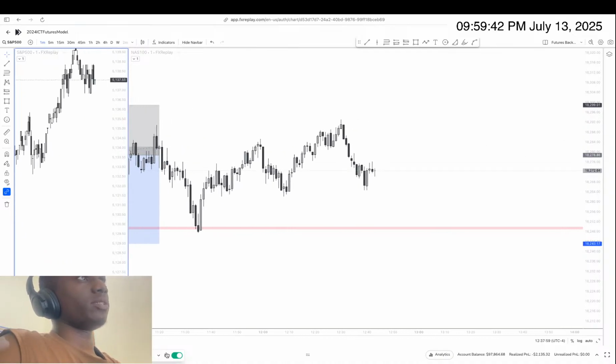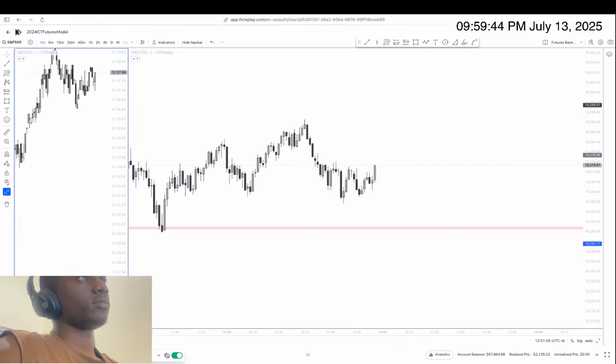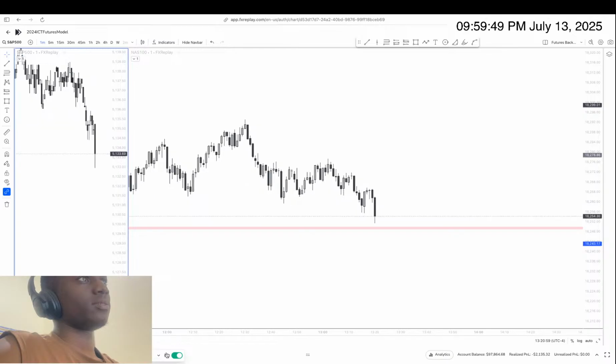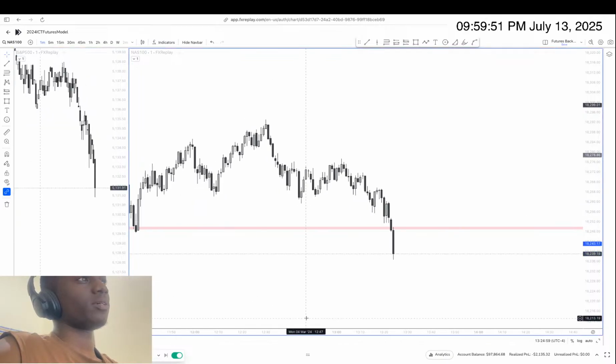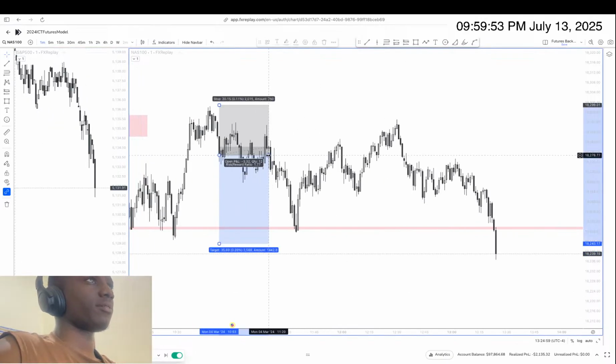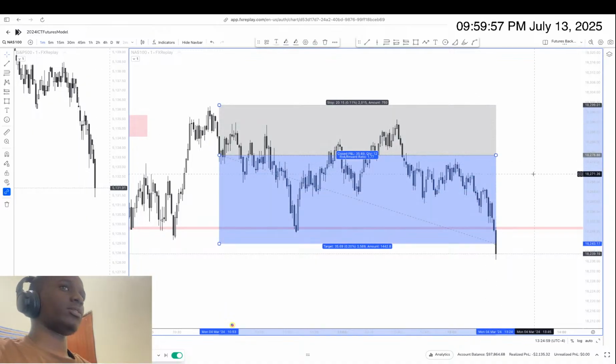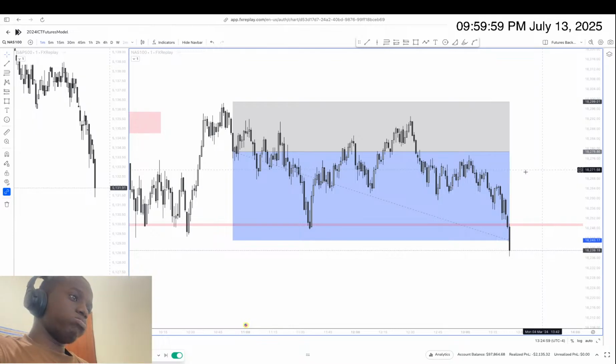Yeah, it consolidates, the line passes, and it ends up dropping even further. So now the question is how to find the draw on liquidity. Yeah, so we gotta work on that as well.